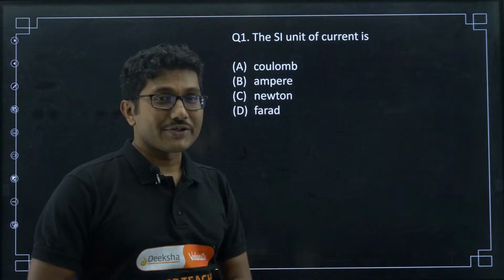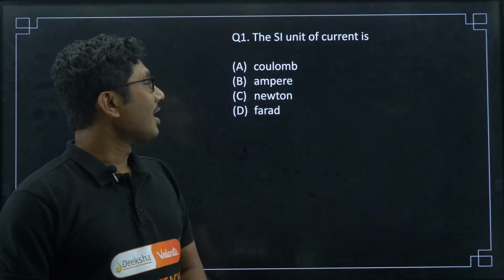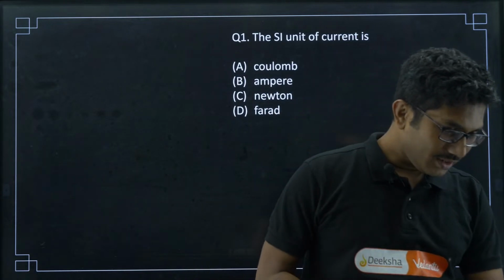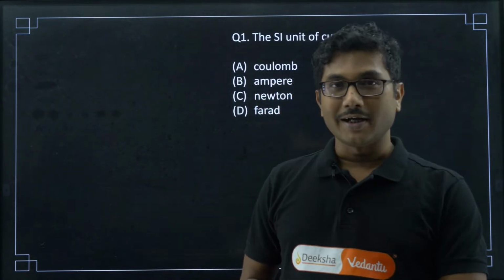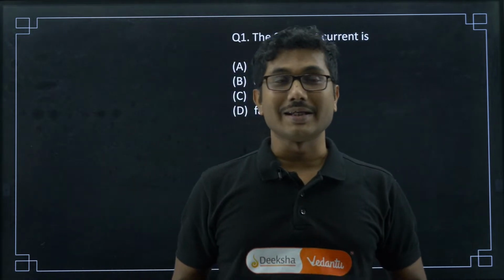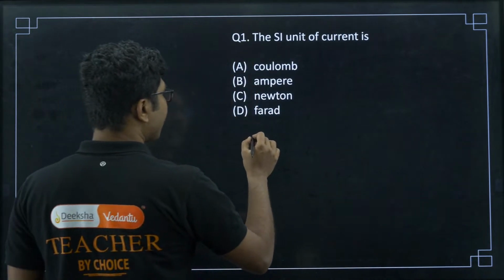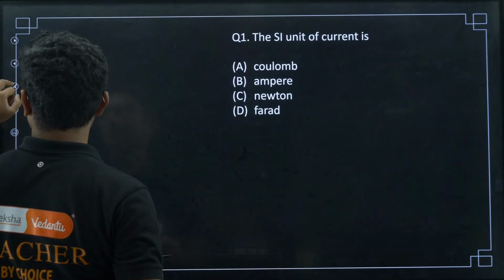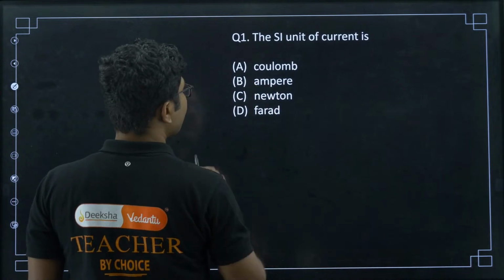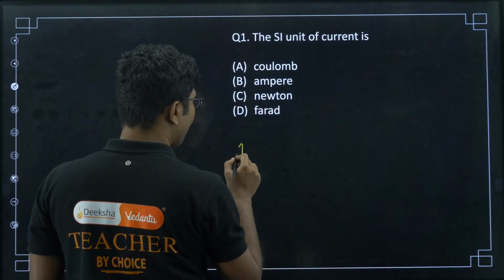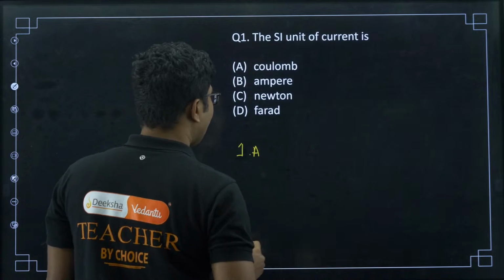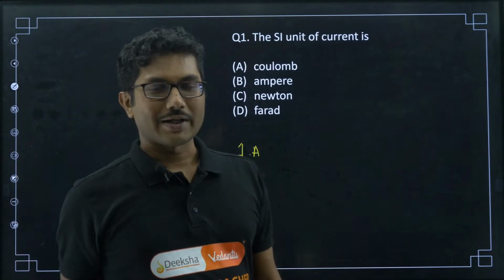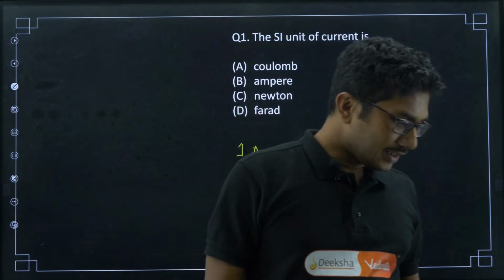Yes, so very easy question. What is the SI unit of current? Can I get some answers? The rule for answering is you have to mention the question number first, then the correct answer. Suppose the correct answer is 1A, so you mention 1, then A, like that, or 1A. Whatever is easier for you, you can answer it.